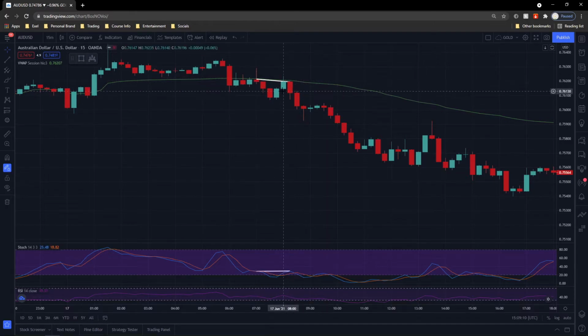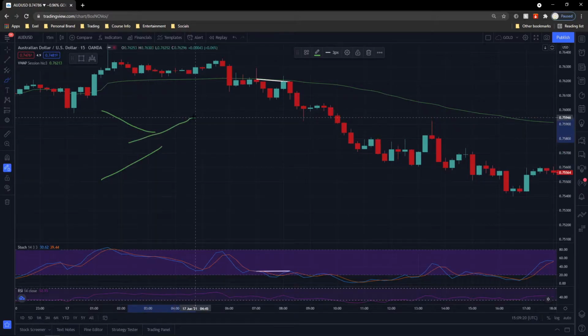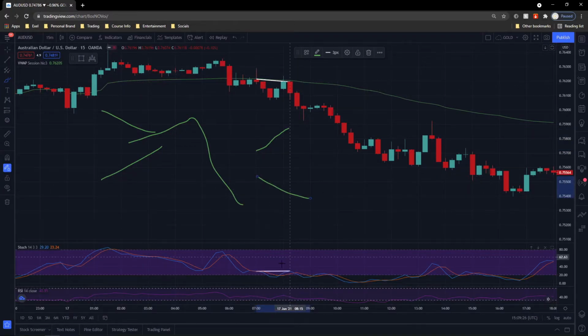I try to look for stuff like this, and if I find something like this, I get into a trade. So pretty much, see how it's curved down and this one's curved up? If it's like that, then the chart's going to go down. But if it's this way, for example, if that was to go up and that was to go down, it would go up. So that's pretty much what it is.